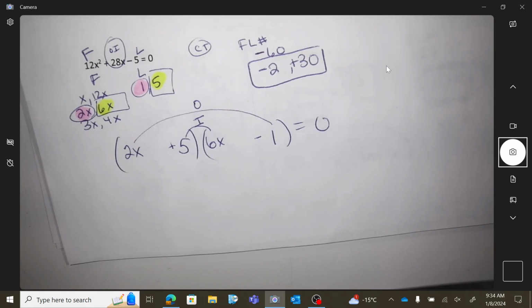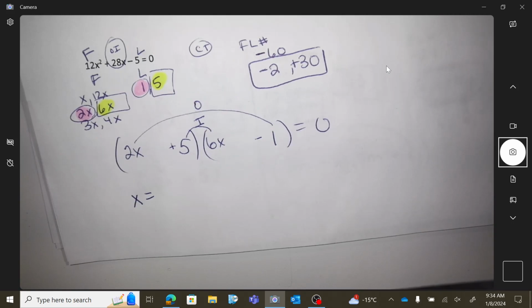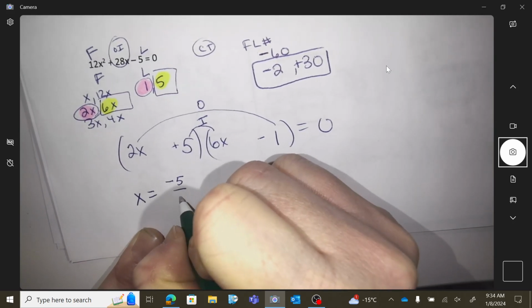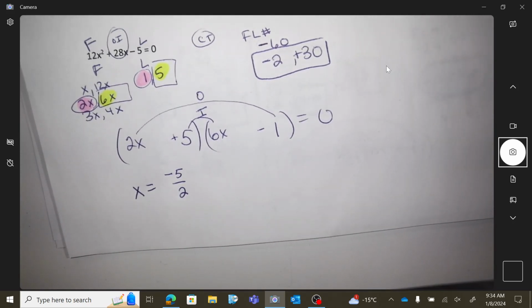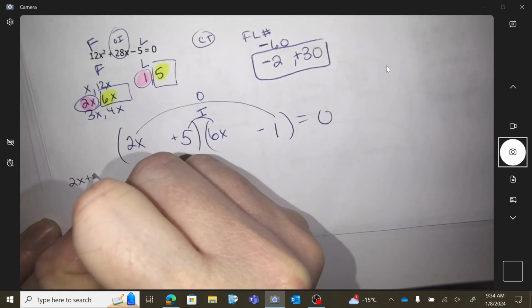Okay, so when you answer this, what is the actual answer that makes that 0? This is going to be a fraction. Do you remember how to do it? Opposite divide. Opposite divide, how do you write that? -5 over 2.